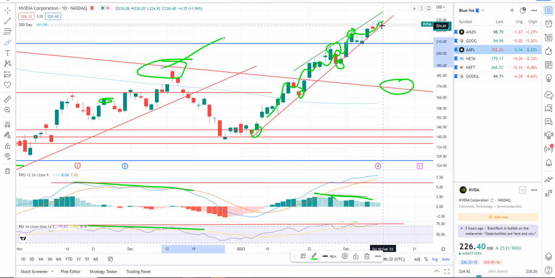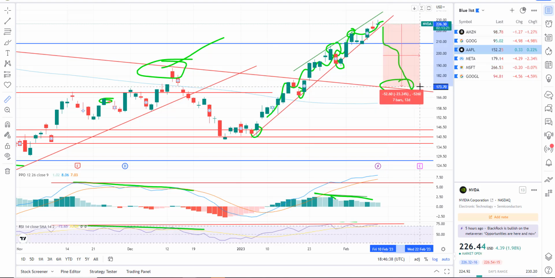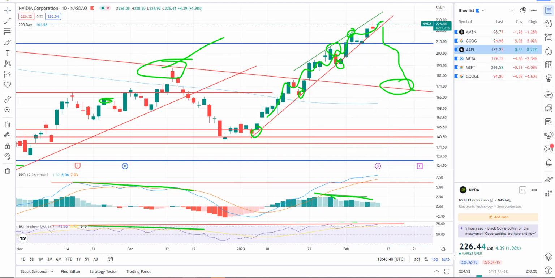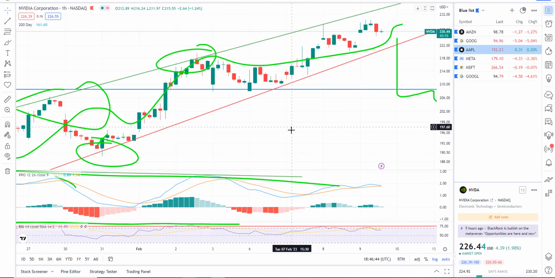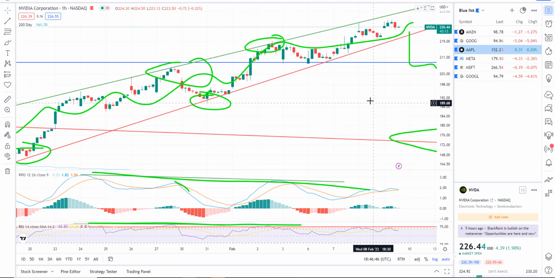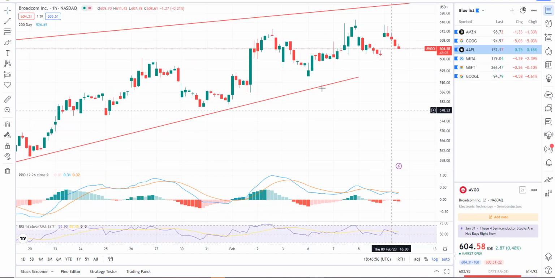I think this has probably gone a little too far, and to come all the way down for a back test would make a lot of sense. That could be a potential gain of about 20%. So it's starting to look good. There's no sell signal. We don't have a break of this channel, but we do definitely have some bearish setups.